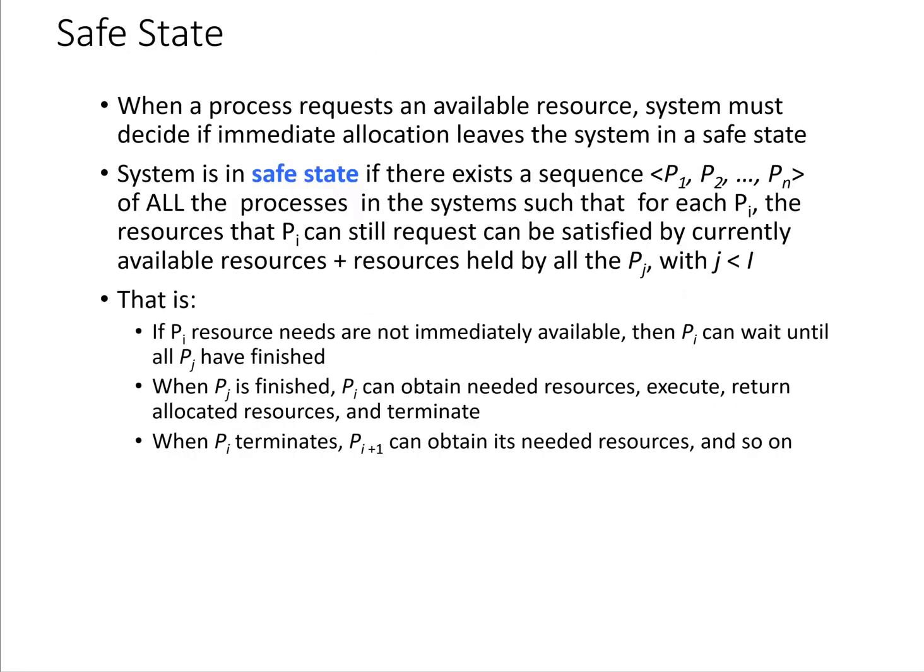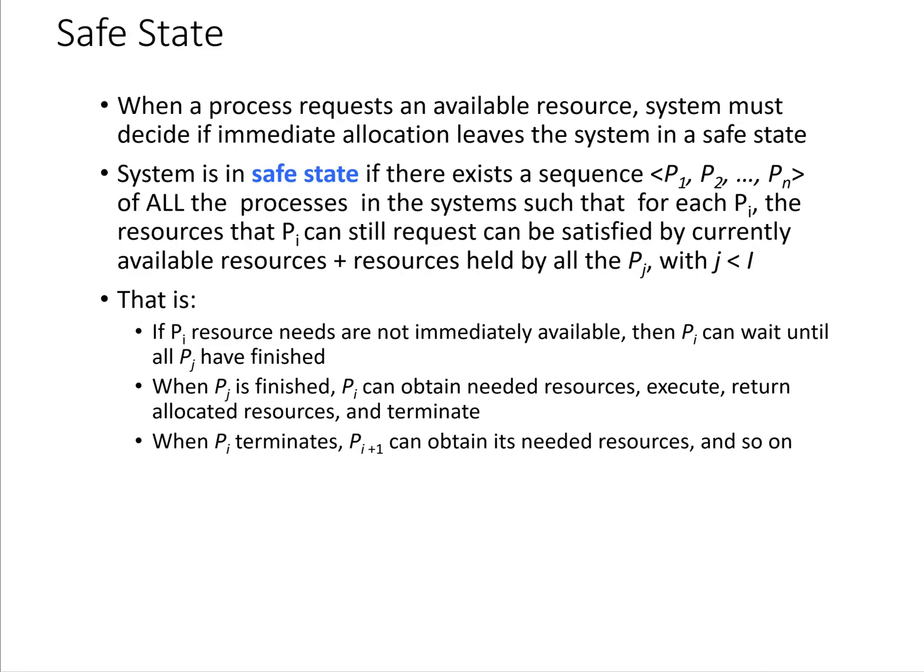When a process requests an available resource, the system must decide if immediate allocation leaves the system in a safe state. A system is in a safe state if there exists a sequence P1 through Pn of all the processes in the system, such that for each Pi, the list of resources that Pi can still request can be satisfied with available resources.